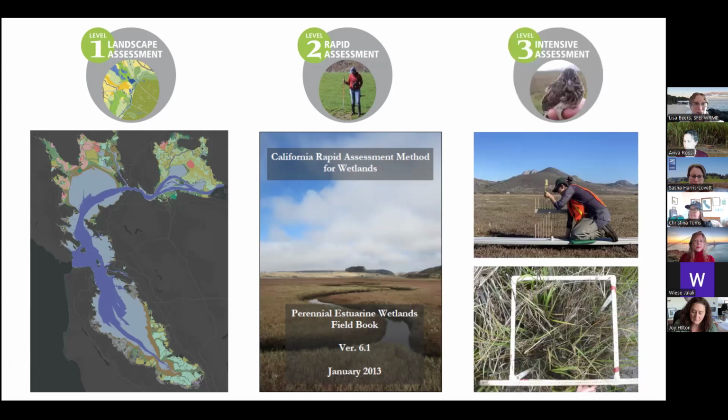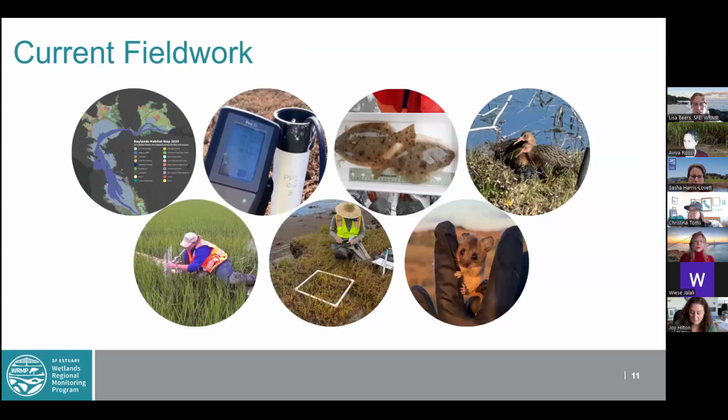And we have a level 3, which is the more intensive on-the-ground monitoring. And just to go a little bit into our current field work, we are collecting elevation data to inform our habitat mapping, looking at sediment dynamics with surface elevation tables through the USGS, looking at a variety of water quality measurements through the San Francisco Bay NER, and also for Oregon State University.